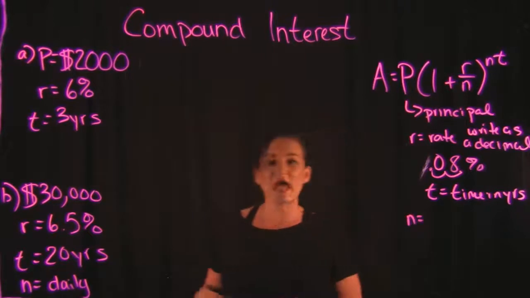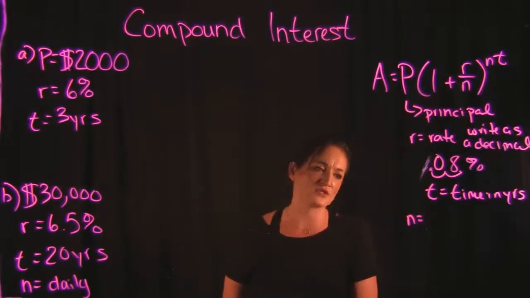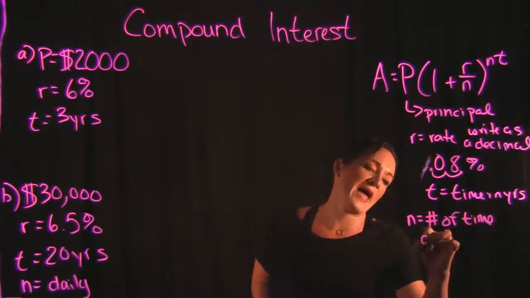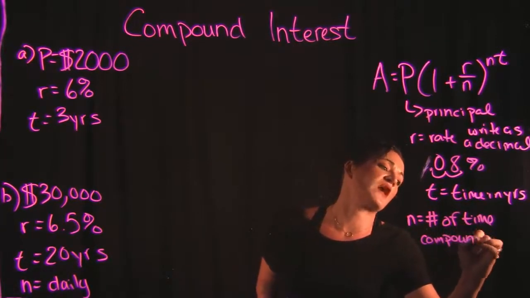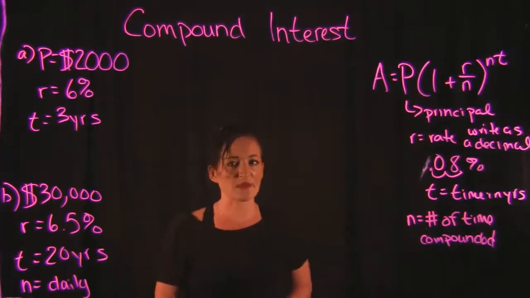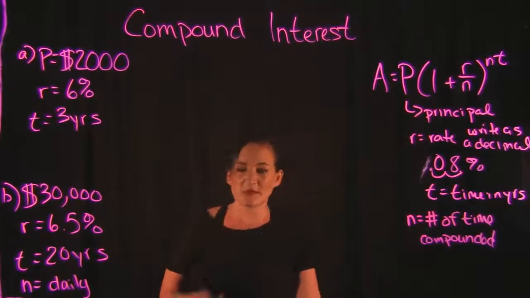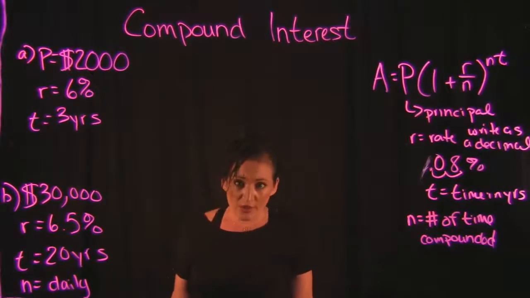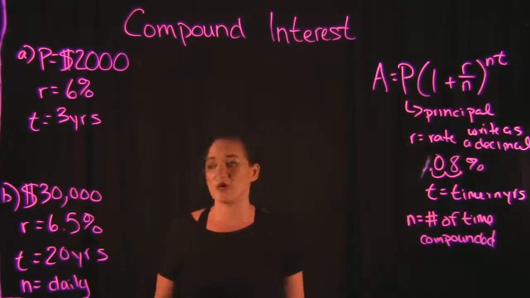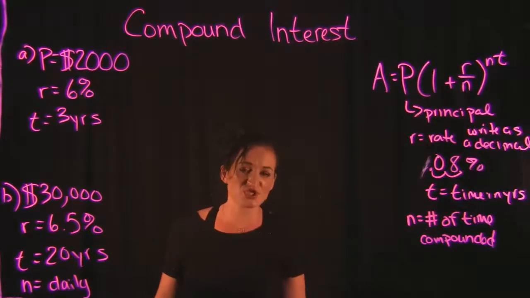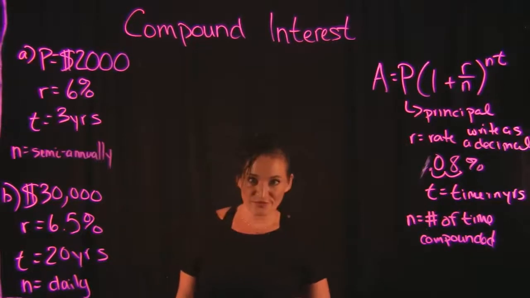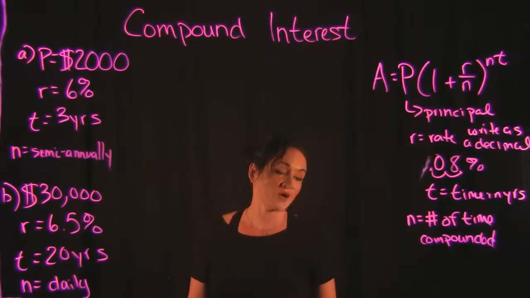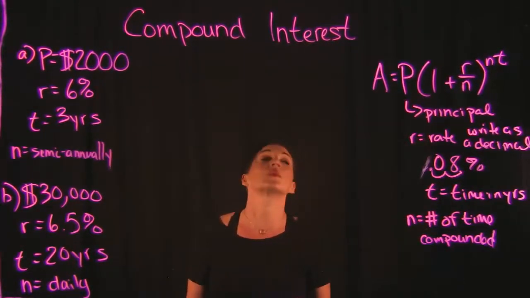The N represents how many times the interest is compounded per year. So number of times compounded. And they'll typically always tell you that in the problem. It's compounded 6 times a year. Sometimes they'll give you the wording like semi-annually, which is twice a year. It'll tell you quarterly sometimes. That represents 4 times a year. So just pay very, very close attention to that. Which I just realized I didn't put the N. For example, A, that one is semi-annually, which will represent 2 times a year.